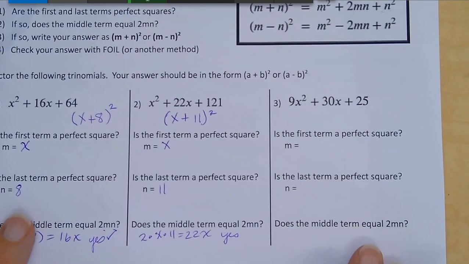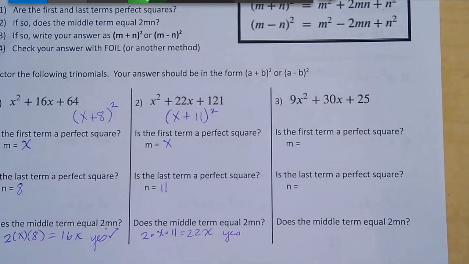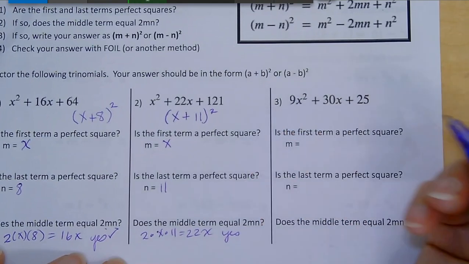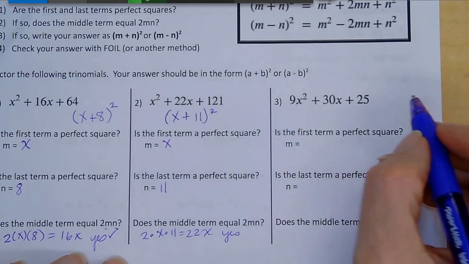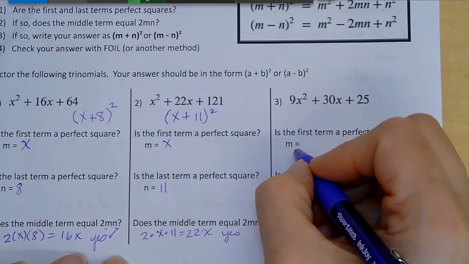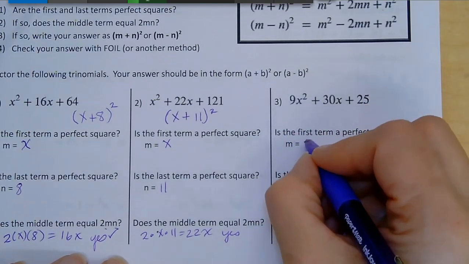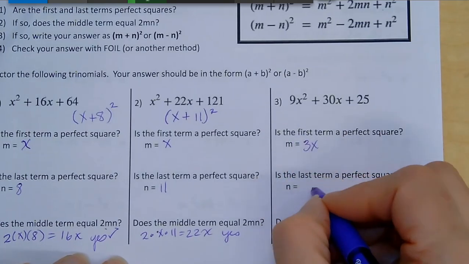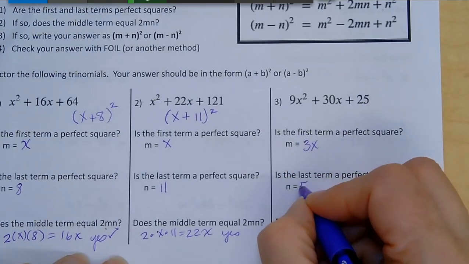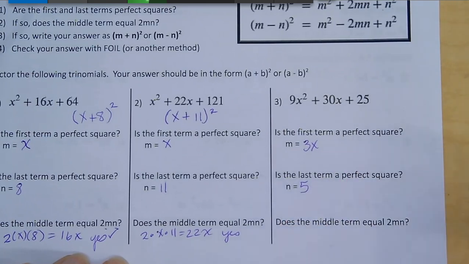All right. One more time, 9x squared plus 30x plus 25. Well, this first term, 9x squared, it is a perfect square, right? 9 is a perfect square and x squared is a perfect square. So I know my first term, m, is the square root of 9x squared. It's 3x. My last term, 25, the square root of 25 is 5. Okay, so n is 5.